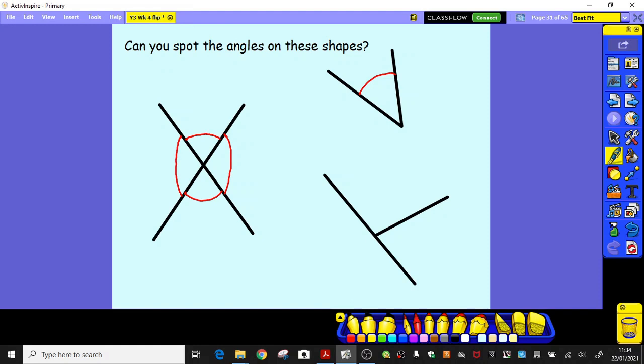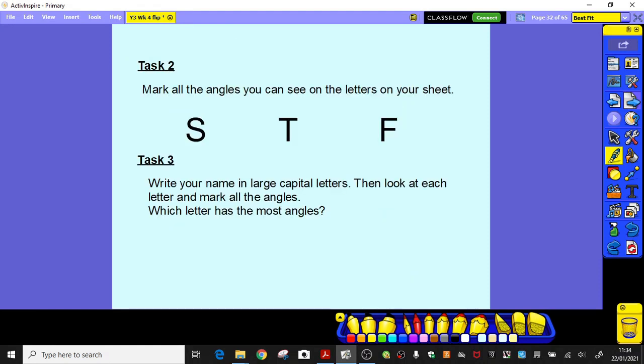And on this strange shape over here, well, we've got one angle there and we've got one angle there, because where this line joins, we've got two sides where it can make an angle. So, your task 2 today is to have a look at the letters that are printed on your activity sheet and see if you can find any angles.